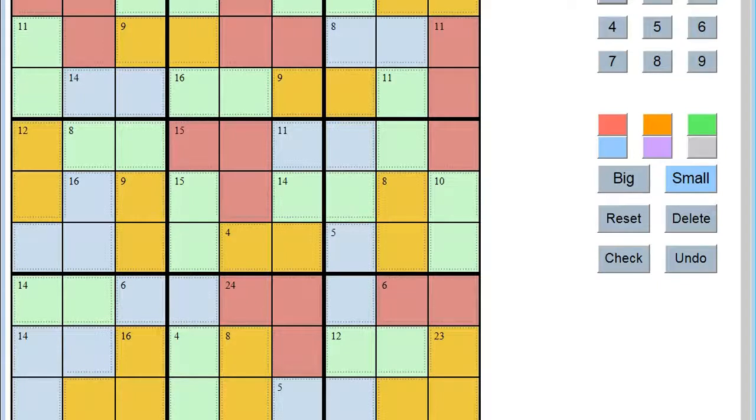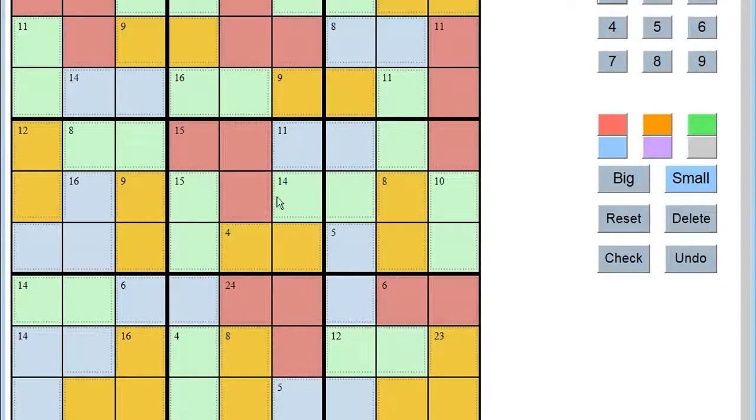Killer Sudoku is a fairly well-known variant of the standard Sudoku puzzle and is seen in quite a few newspapers and magazines, so it's hopefully familiar to you. It's generally considered a bit more difficult than standard Sudoku because it does involve maths as well, which puts some people off, and I'll show you how the puzzle works now.